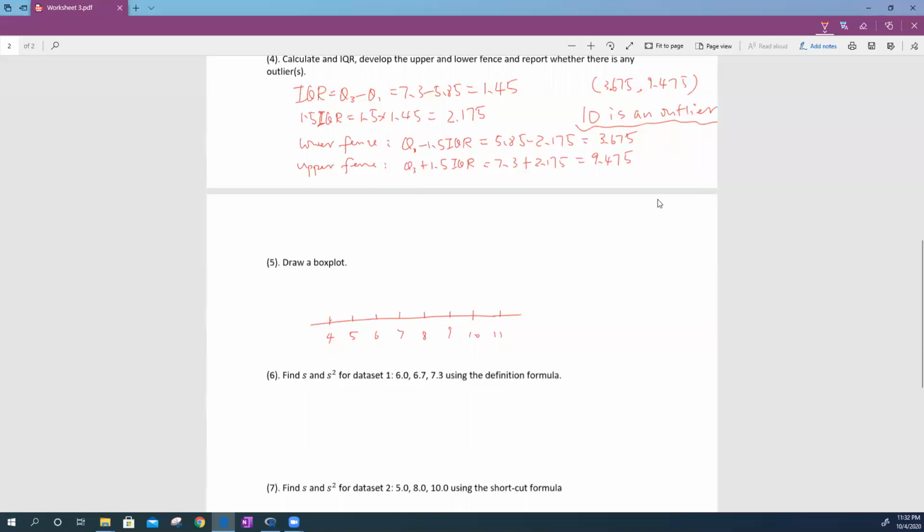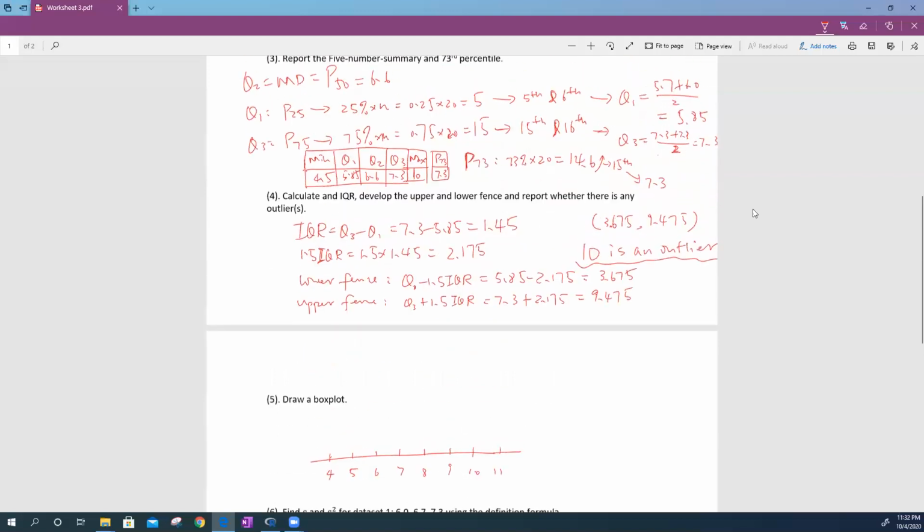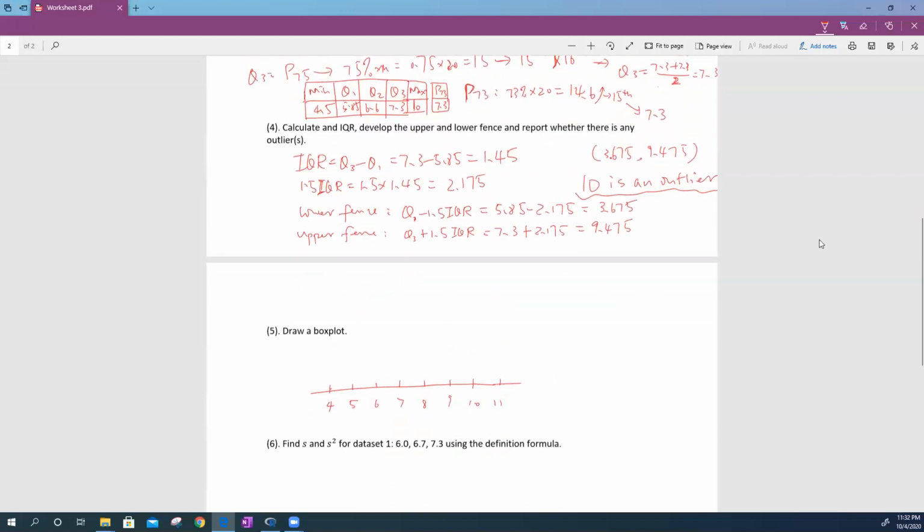And we're going to start with Q1. So Q1 is 5.85. So somewhere here. So that's our Q1. And Q2 is 6.6. So right here. And Q3 is 7.3. So right here. And then we connect those into a box. We'll label Q1, Q2, Q3.